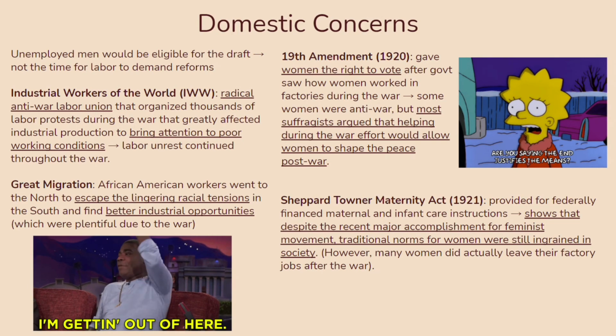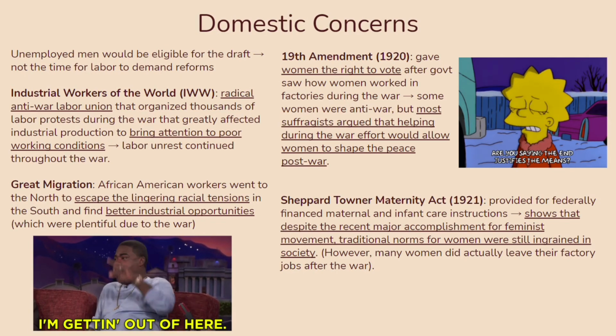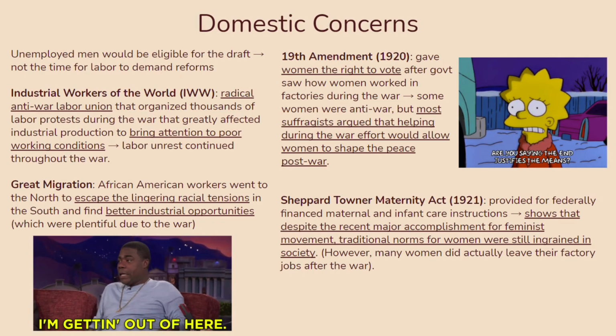This provided for federally financed maternal and infant care, and it shows that despite the recent major accomplishment for the feminist movement, traditional norms for women are still ingrained in society. So, women are expected to be homemakers, and although many women did actually leave their factory jobs following the war and go back to their homemaking responsibilities, a lot of women also stayed in working in jobs. So clearly, there is this sort of societal norms aspect that they still have to overcome.